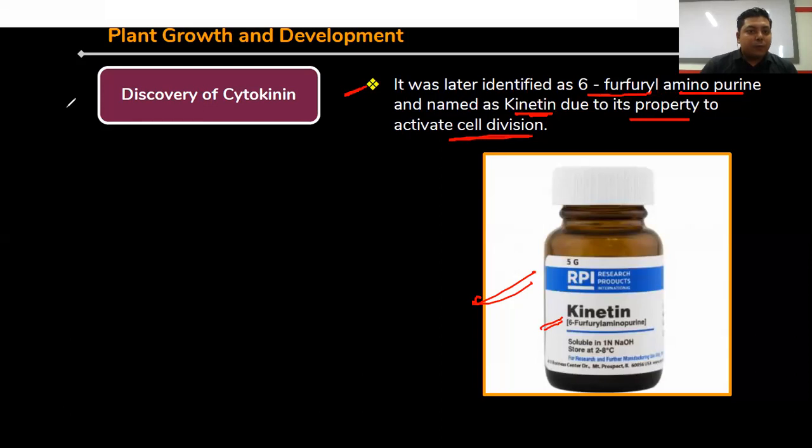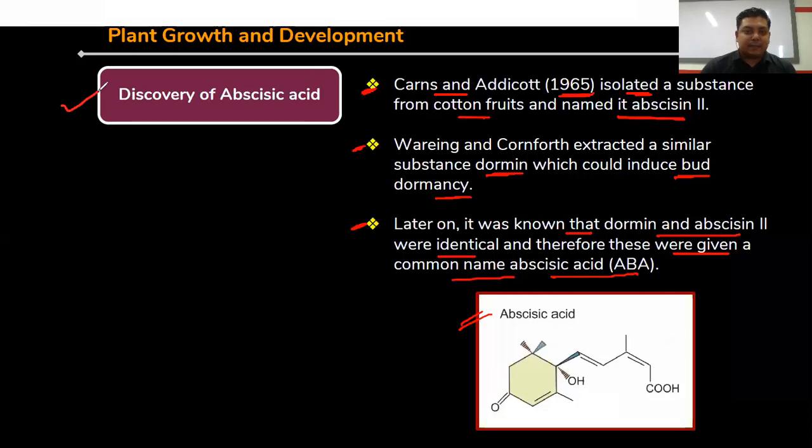Now the fourth most important plant growth regulator is abscisic acid or ABA.